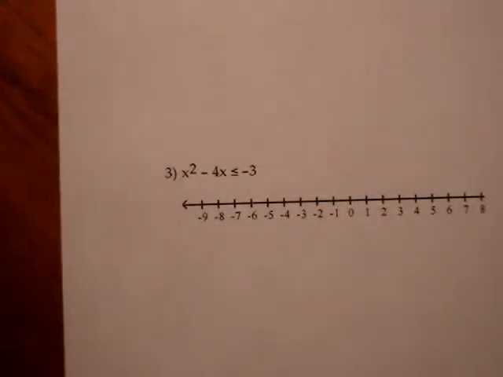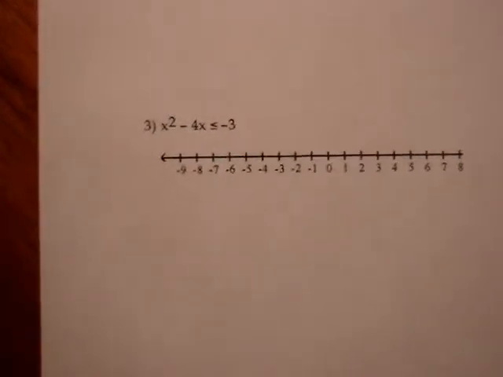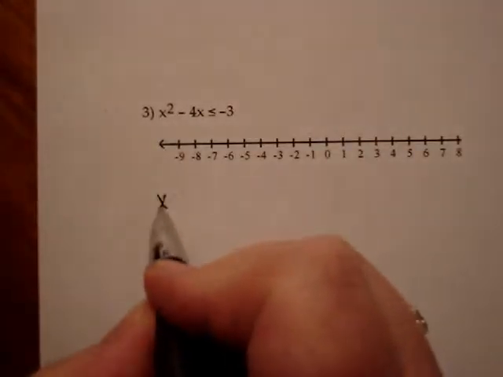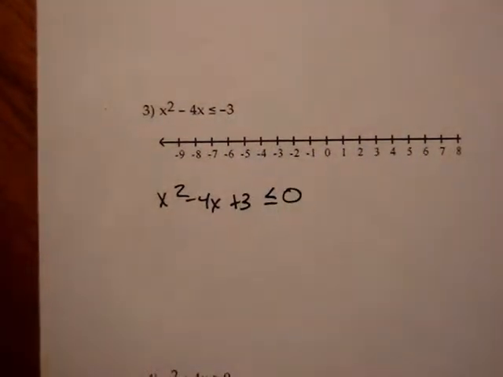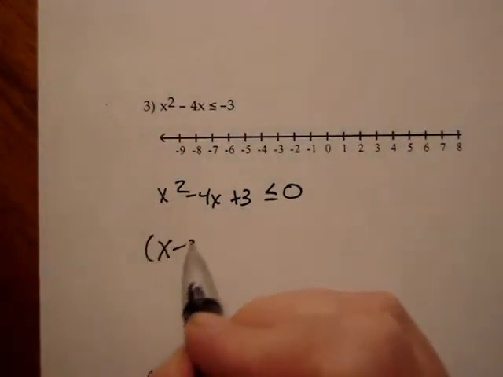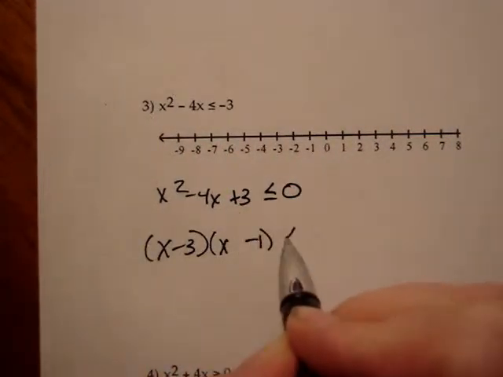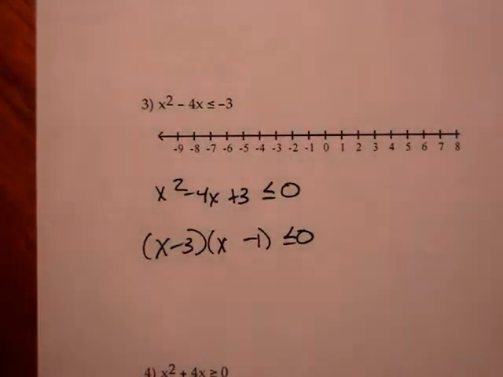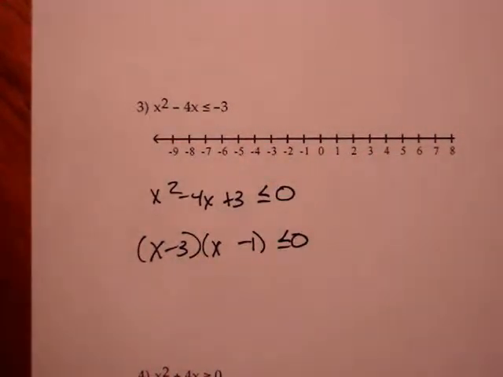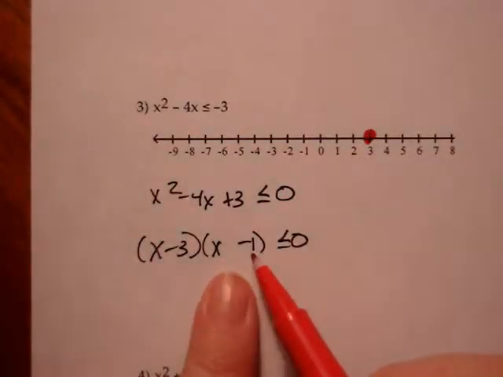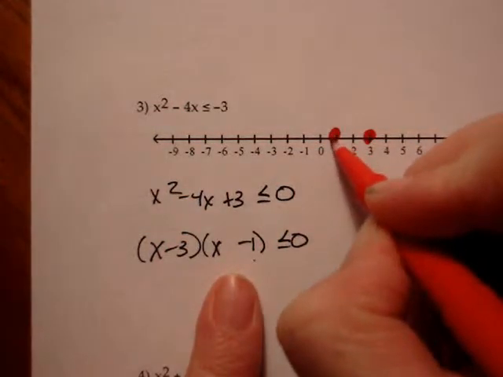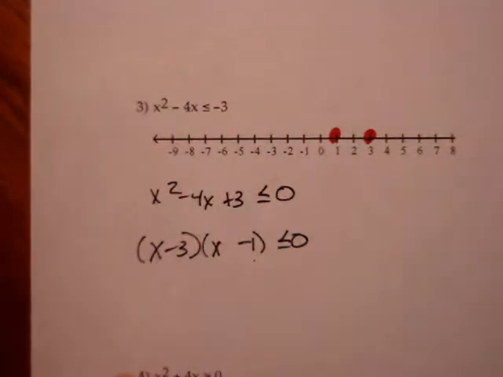Okay, the first thing I see on number 3 is I don't have 0 on one side. So I'm going to start by adding 3 to both sides, and I'll have x squared minus 4x plus 3 is less than or equal to 0. Now I factor. x minus 3, x minus 1 is less than or equal to 0. And now I figure out what my zeros are. I'll have a 0 at positive 3, and since this is a less than or equal to, I know I'm going to have a closed dot. I'll have another 0 at 1, and again I'm going to have a closed dot. And now I've got 3 intervals to test.